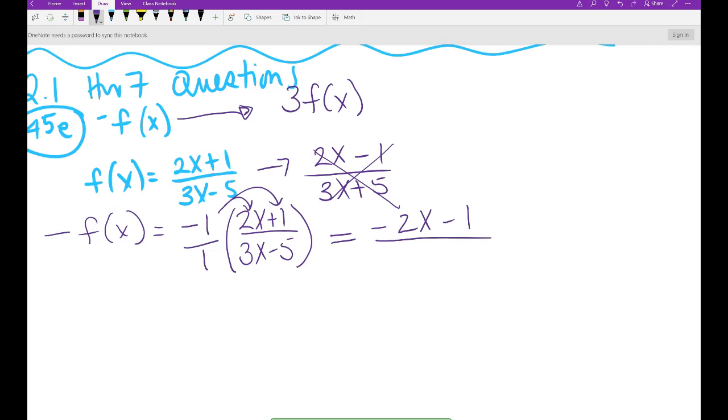Is the bottom changing? No. So that's the piece we need to be very careful about. Only the top is changing. So that's the final answer.